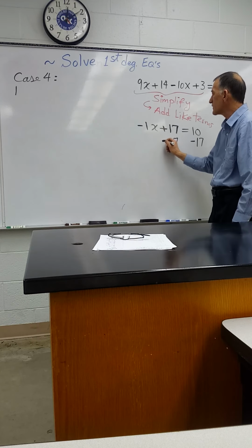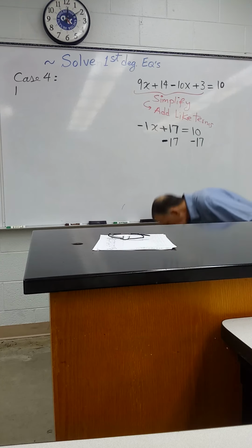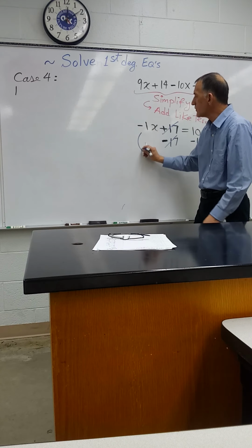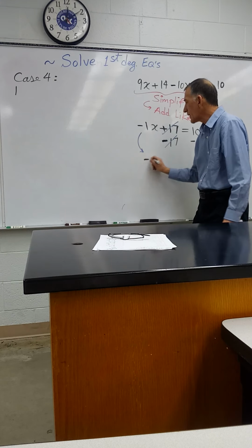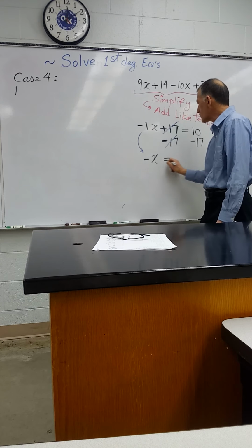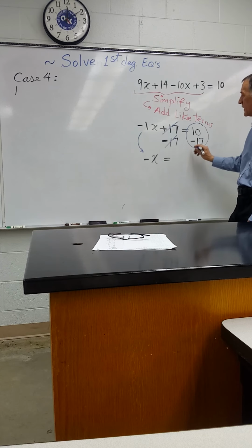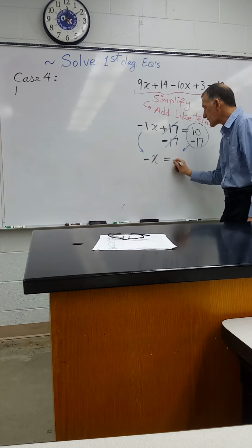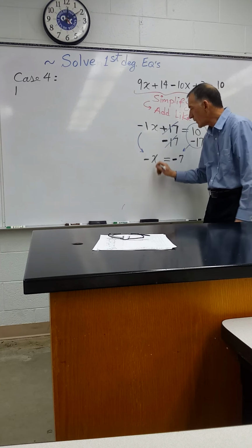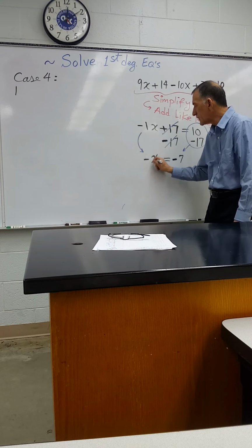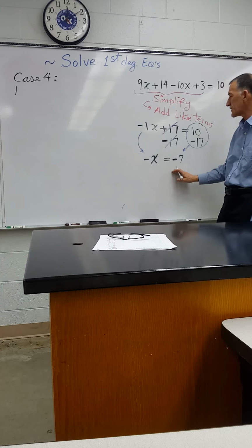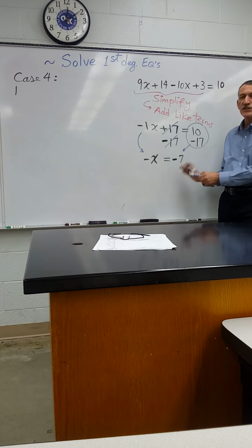So therefore this side is going to give me 0, and that's gone, but this one is going to be negative x. Now I'm not going to write the 1, I'm just going to write negative x equal to, the other side is negative 7. Some people say, oh, that's my final answer. No, don't circle it. This is not your final answer.